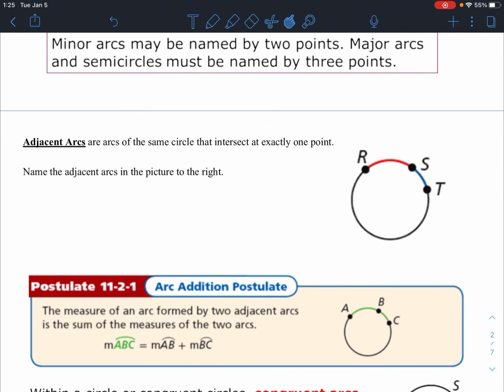Next vocabulary word is adjacent arcs. Now we kind of already know what adjacent means. Adjacent means next to. So adjacent arcs are arcs of the same circle that intersect at one point. In other words, they're right next to each other. So in this picture here, the red and blue arcs are right next to each other. So those are called adjacent arcs. So you would say arc RS and arc ST are adjacent arcs.